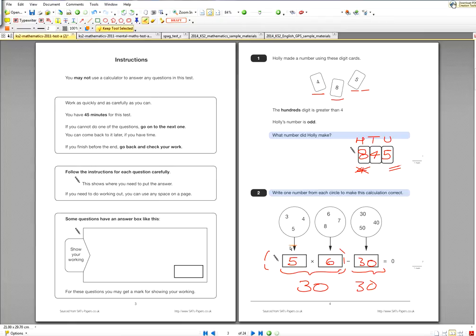So we could also have 5 times 8, and that gives you 40, and then you minus the 40. So that's another possible solution. The numbers have to be in that order, as we've written them down: 5 times 6 minus 30, or 5 times 8 minus 40, because the numbers are particular to the circles. That's lovely. Let's move on to the next question.